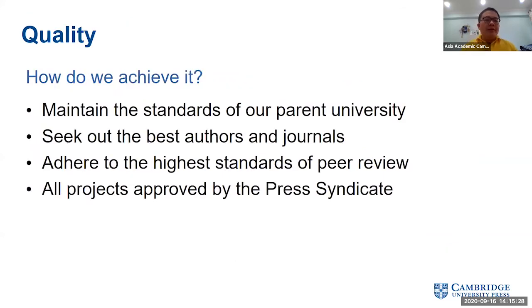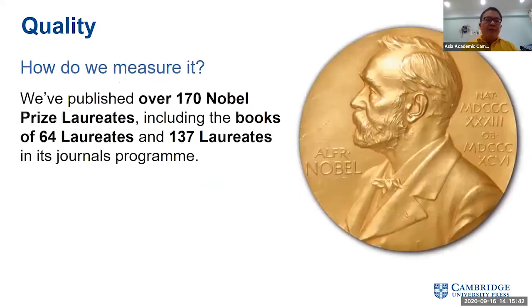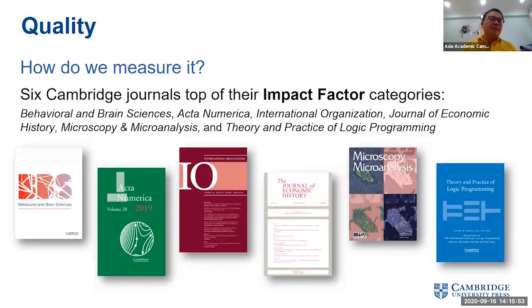How do we achieve the quality that we want? Basically, we seek out the best authors and journals. On peer review, we are very rigorous. And of course, all new publishing projects have to be approved by the Press Syndicate. And how do we measure it? If you look at our past history, we have published a lot of Nobel Prize winners, even in our journals and books. And within the 400 journals that we are currently publishing, we have a lot of journals that are top of the field in terms of impact factor. Here are a few of them across the various subject areas.